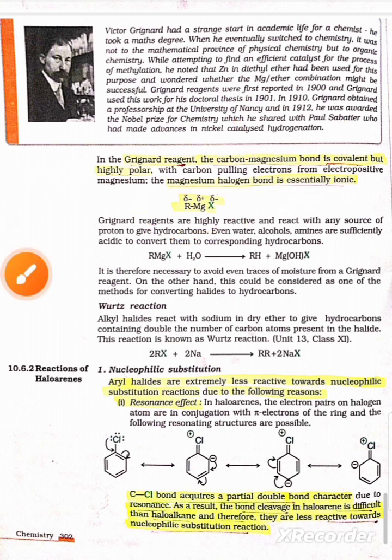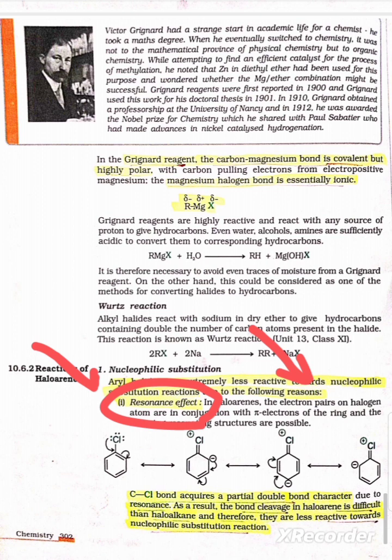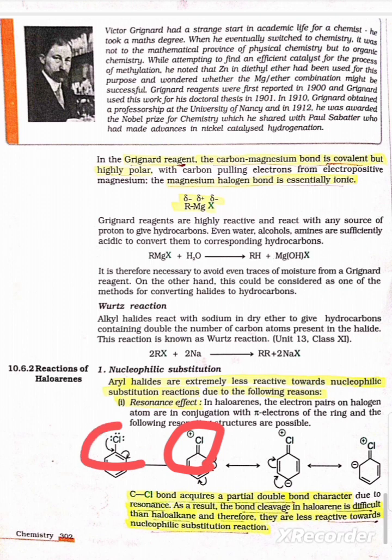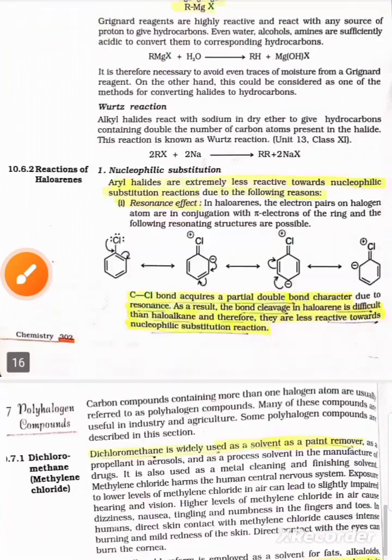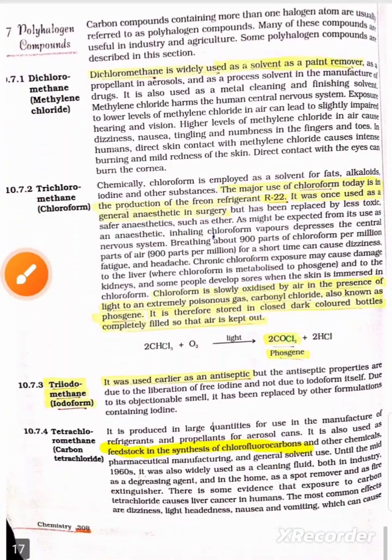That is the nature. And if you see, aryl halides are extremely less reactive towards nucleophilic substitution reactions because of the resonance effect and because of the carbon-halogen partial double bond. It is difficult to cleave the carbon-halogen partial double bond in aryl halides. That's why they are very less reactive towards nucleophilic substitution reactions.